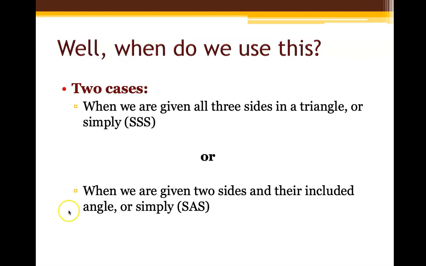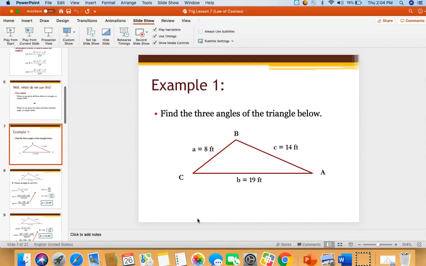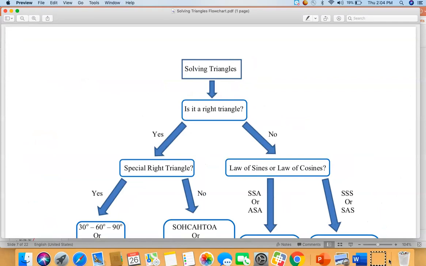Well, there's two cases that work very, very nicely. If you're given all three sides of a triangle, law of cosines is the bomb. If you're given two sides and the angle in between, likewise, it also works really well. I'm going to save the examples for another video, but there is one thing I do want to show you. It's something I put together.